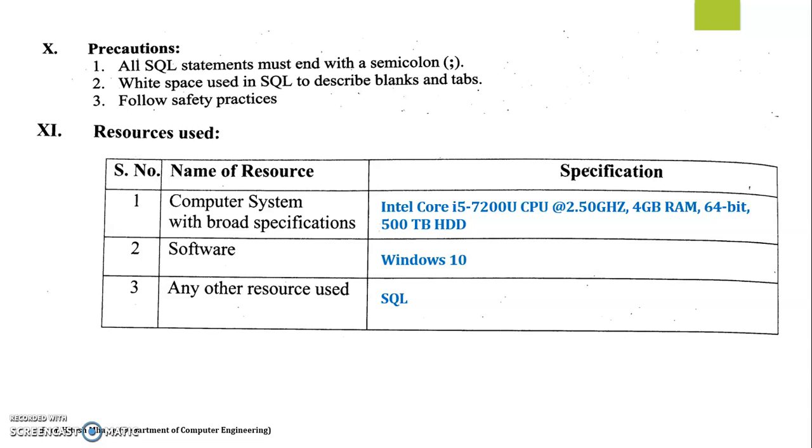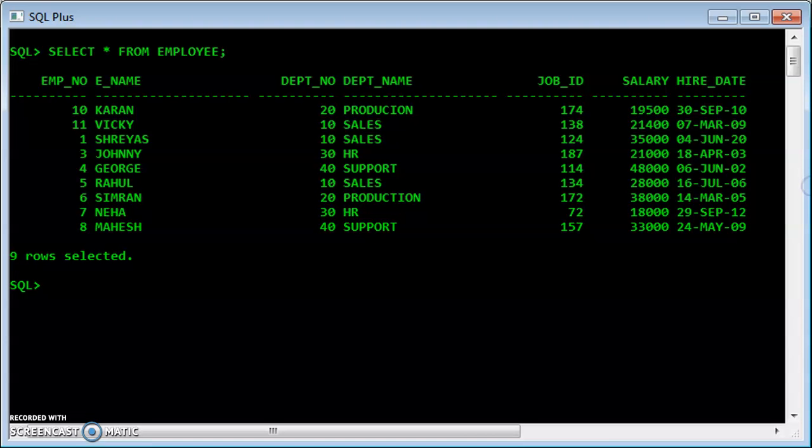Precautions: all SQL statements must end with a semicolon. White space is used in SQL to describe the blanks and tabs. Follow safety practices. These are the system configuration that we have used for the particular experiment.